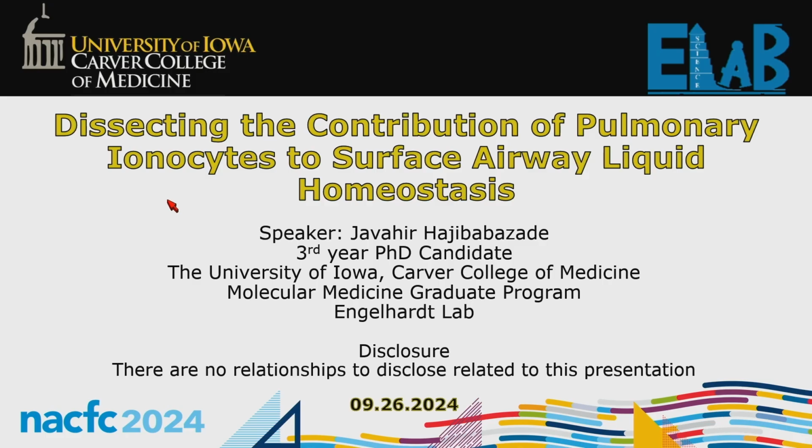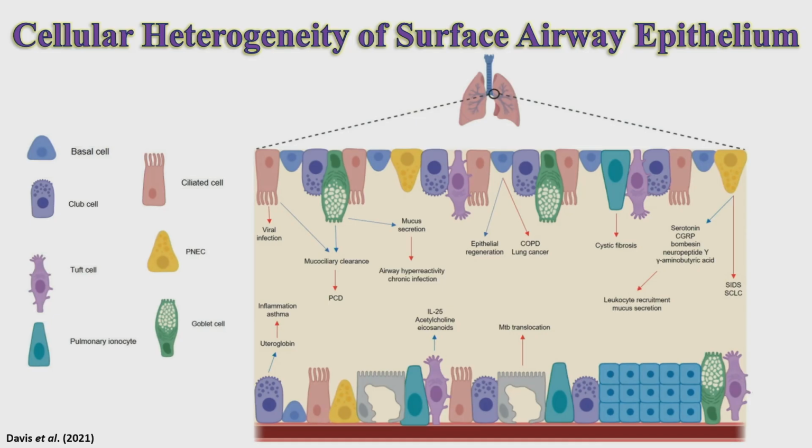Hello, everyone. My name is Javahir, and I'm a third-year PhD candidate in the lab of Dr. John Engelhardt at the University of Iowa Carver College of Medicine. The topic of my presentation today is dissecting the contribution of pulmonary ionocytes to surface airway liquid homeostasis. In the heterogeneous surface airway epithelium, it's very important to understand the precise physiological task of every cell type in order to dissect how these cells work to maintain local homeostasis.